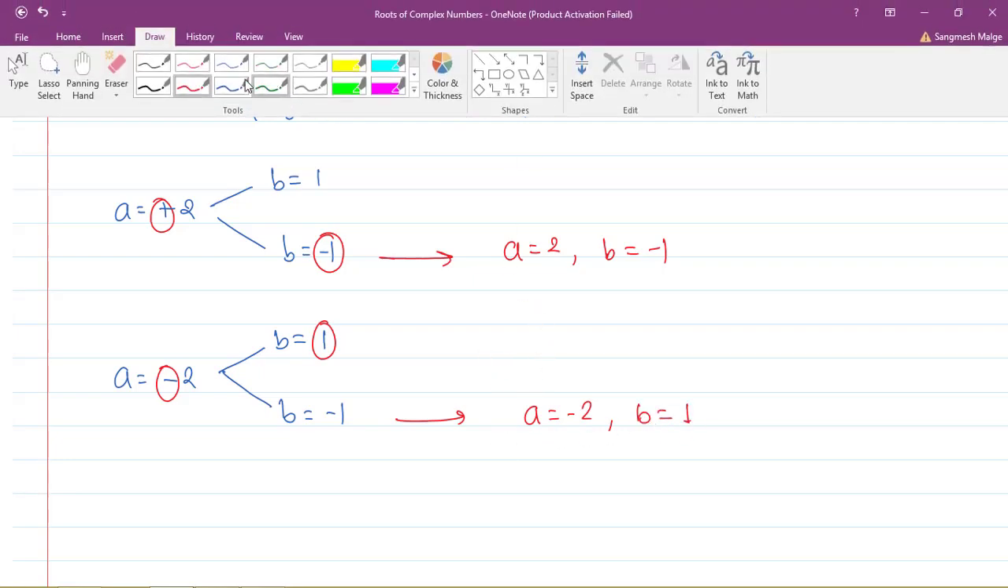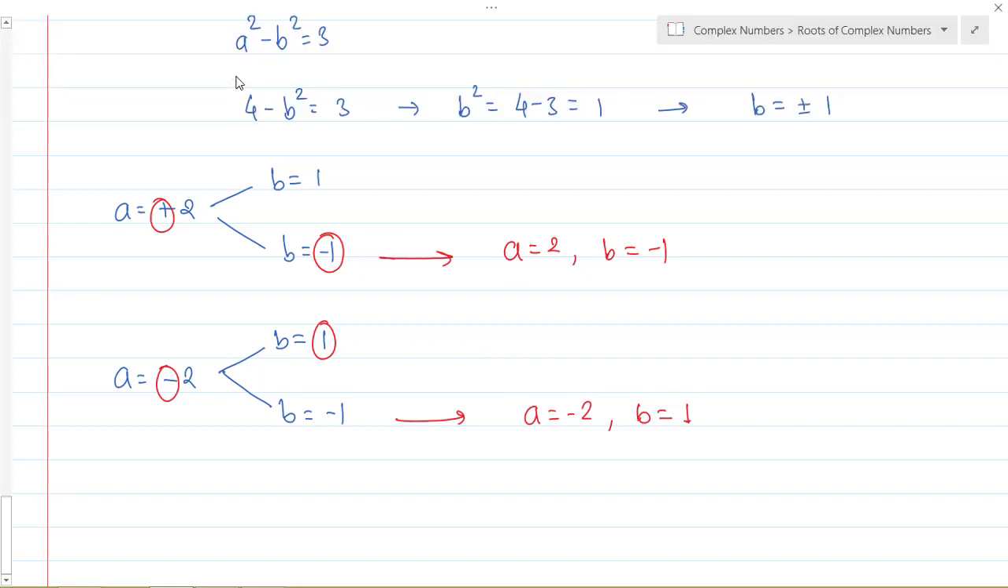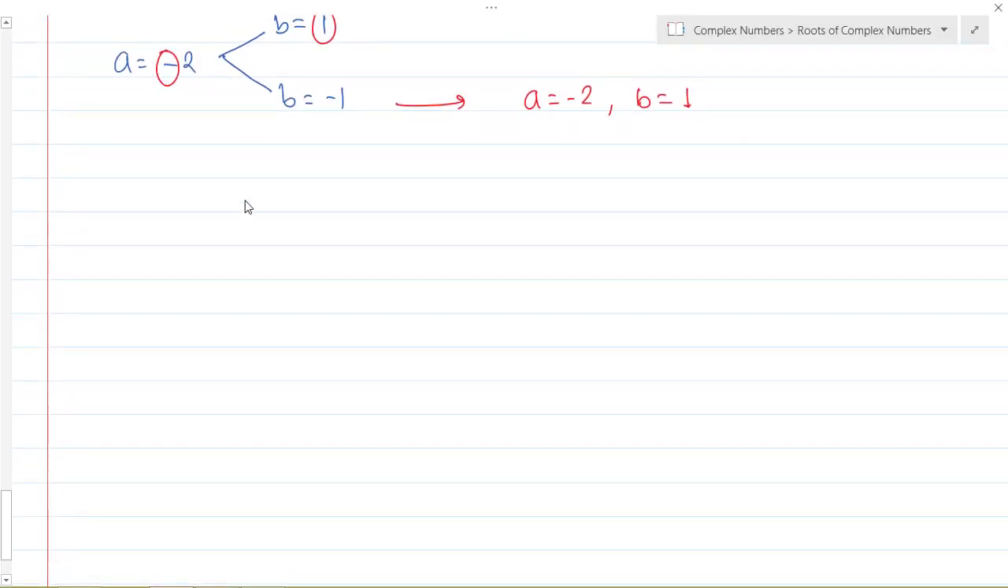Let me write the answer in proper format. The question is the square root of 3 minus 4i, which is equal to 2 minus i, or it is equal to minus 2 plus i. So that's it, this is my answer. So the square root of 3 minus 4i is either 2 minus i or minus 2 plus i. Perfect. I hope you have understood this question. In this way we find the square root of any given complex number.